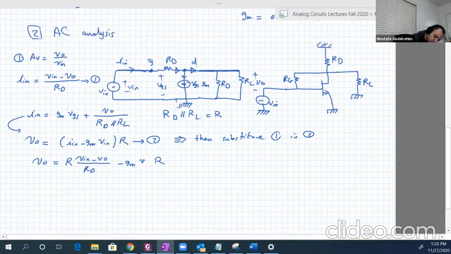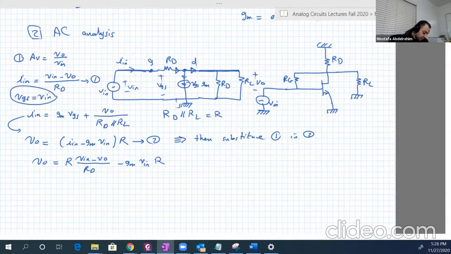Just to make us more consistent, VGS equal to VM. Okay. Good. Remember AV is VO over VM. So I will divide both terms, or all the terms, by VM.